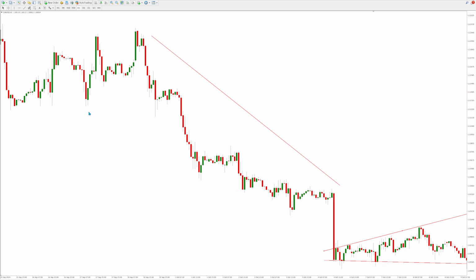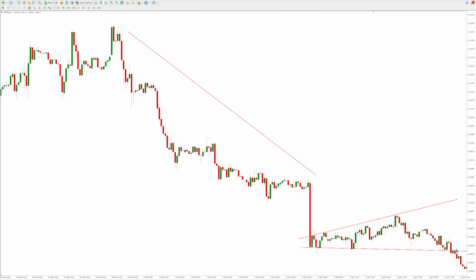Okay, so we draw the formation with the resistance and the support, and then we're going to wait for a breakout of the support level, which is what we get here. So this will be our entry point, and that's it. It's really that simple. I mean, this is the way that I interpret the broadening formations.